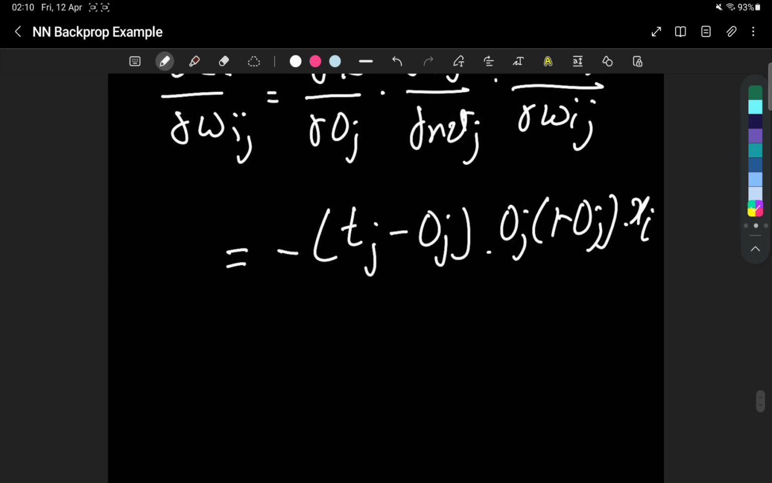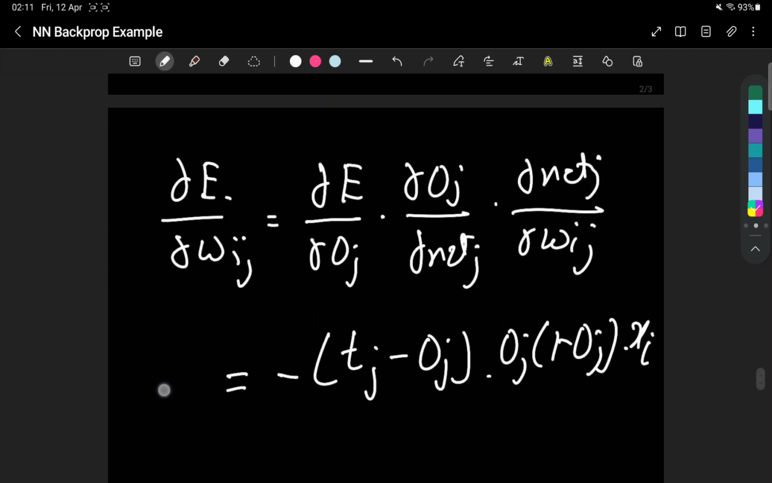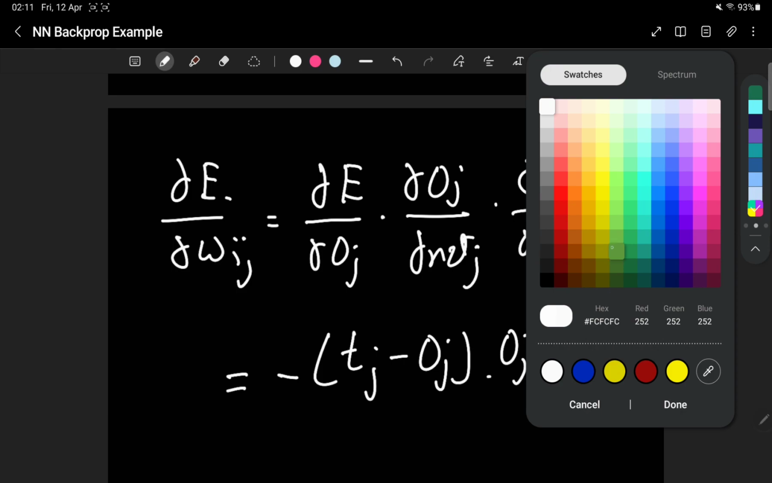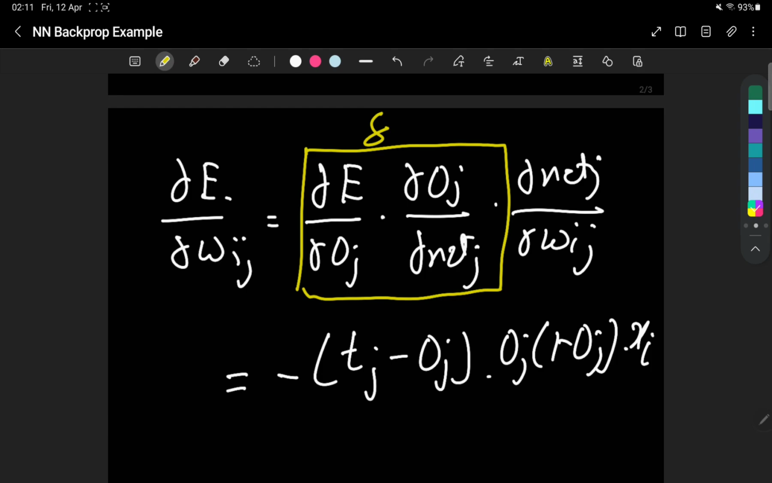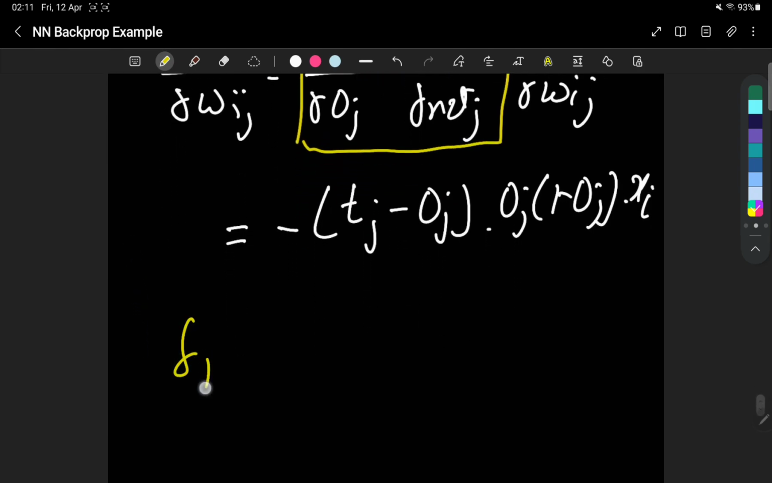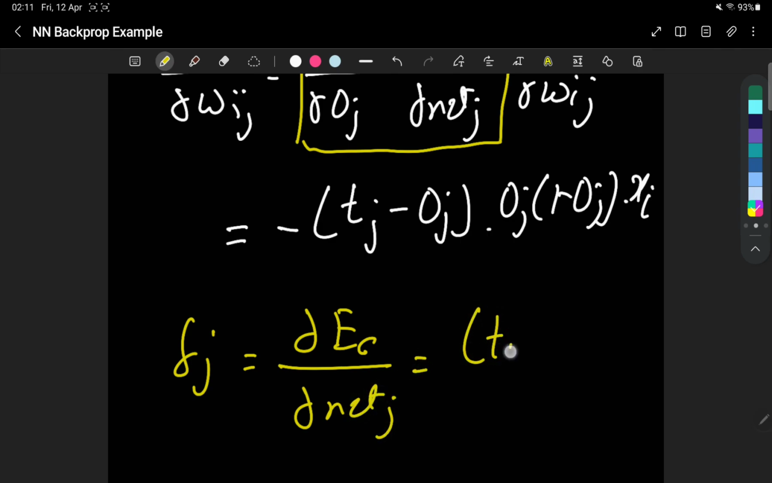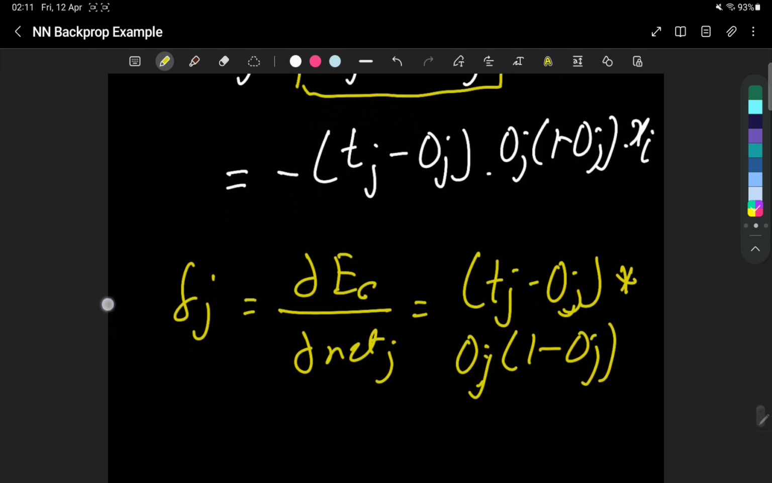अच्छा, for simplicity what you actually do is कि E with respect to net जो है, इस पूरी टर्म को हम डेल्टा से रिप्रेजेंट कर देते हैं. ठीक है, डेल्टा j से रिप्रेजेंट कर देते हैं. डेल्टा j इज़ प्राइमरली पार्शियल डेरिवेटिव ऑफ E with respect to net j, and that comes out to be (t_j minus o_j) times o_j into (1 minus o_j). ठीक है, और इसको हम डेल्टा j से रिप्रेजेंट कर सकते हैं.